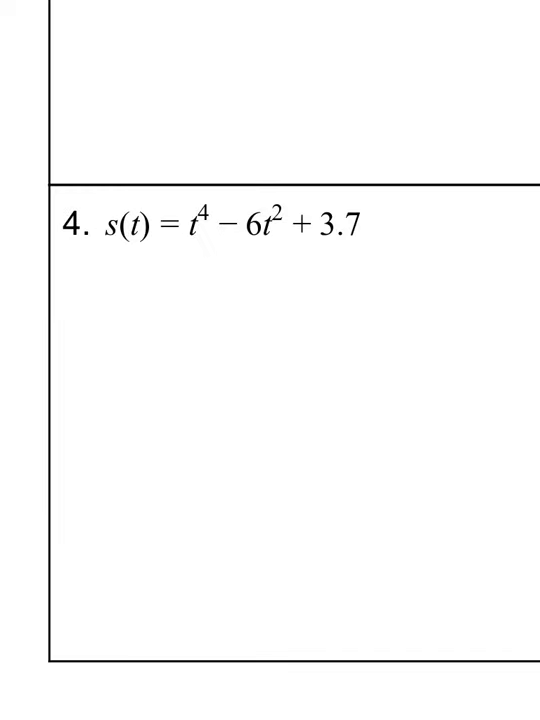Number 4, this is a 1 out front, don't forget. So 4 times 1 gives me 4t. 4 minus 1 gives me 3, 4t to the third. Second term, 2 times negative 6 gives me negative 12t. 2 minus 1 gives me 1, negative 12t to the first. And again, the derivative of any number is just plus 0. So there is your derivative.